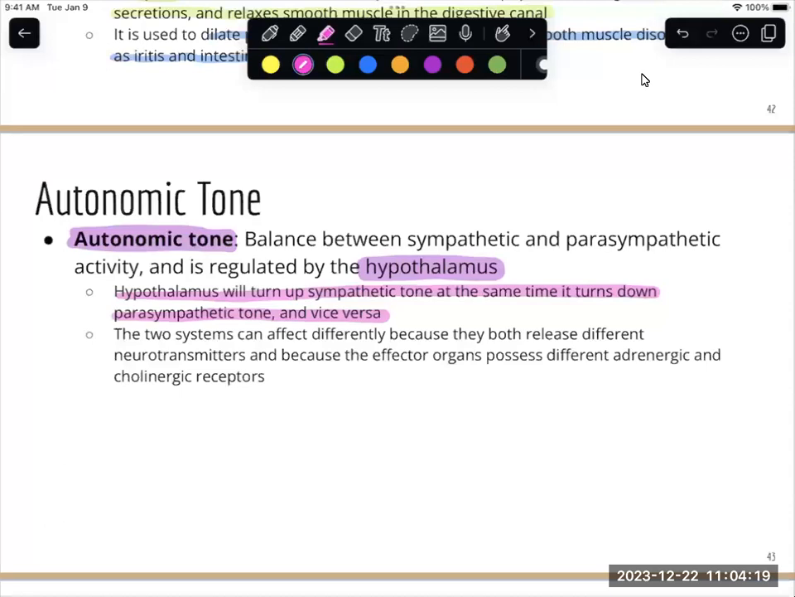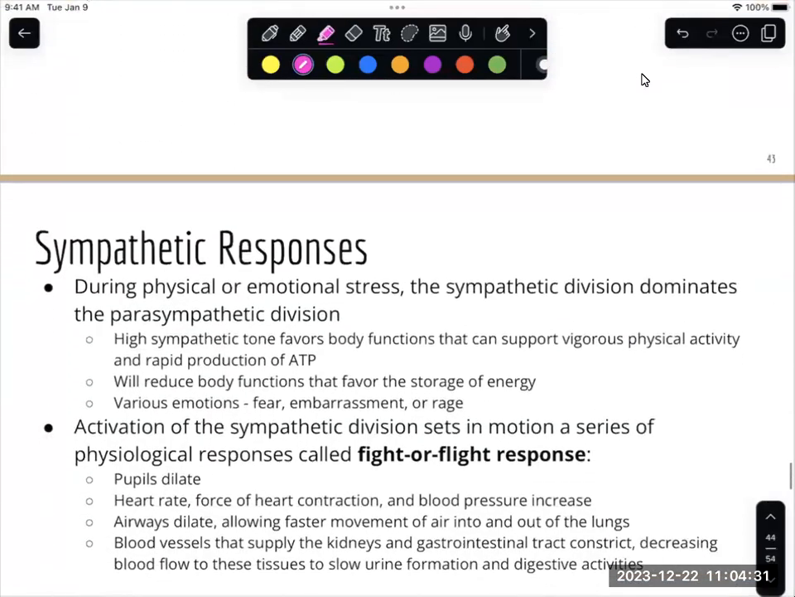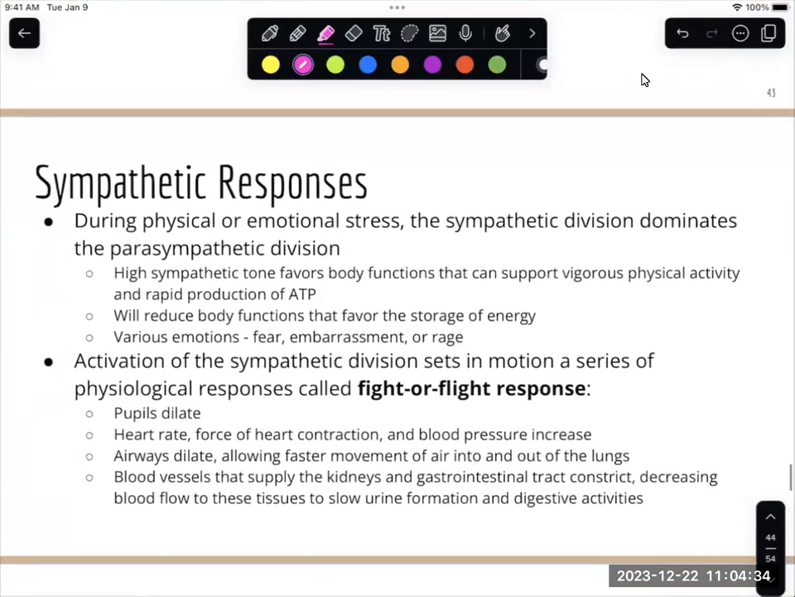So sympathetic gets turned up in a fight or flight type of moment. That parasympathetic needs to get turned down. And that parasympathetic gets turned up when you're sitting down watching TV doing nothing. That sympathetic needs to be turned down. So sympathetic responses. Let's look at what is happening to the body in a sympathetic response. The sympathetic response can be during a physical or emotional stress. Physical, vigorous physical activity like running puts your body into a sympathetic type of response.